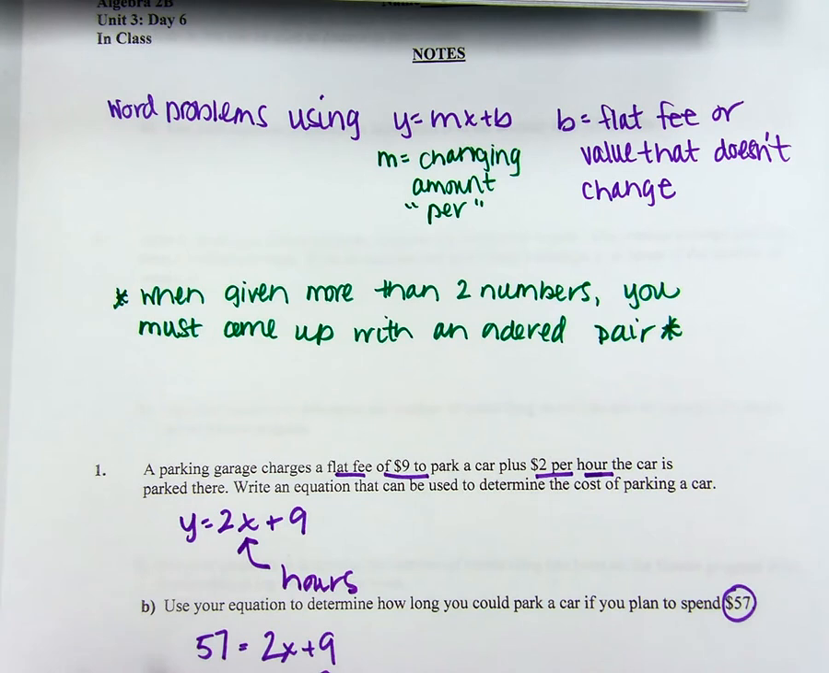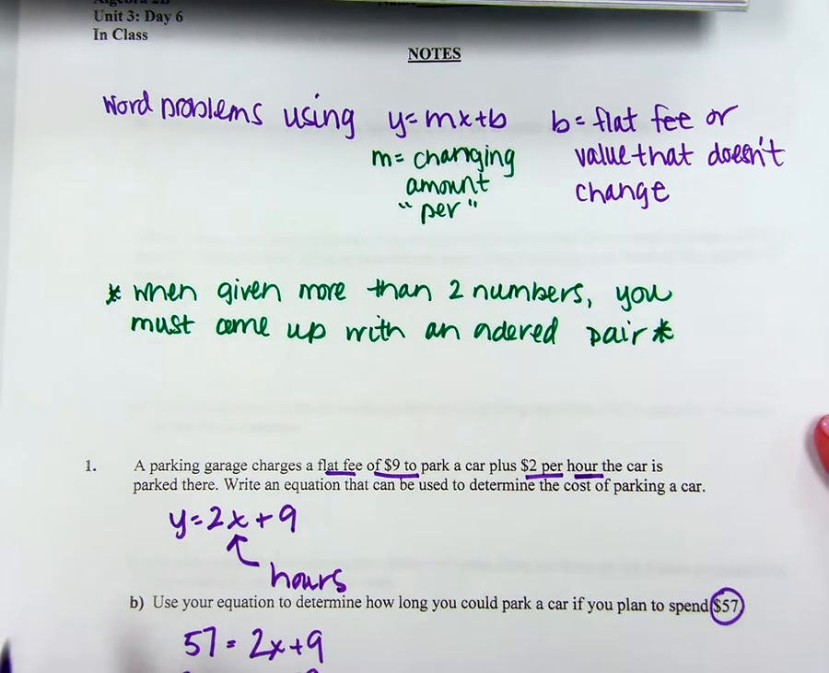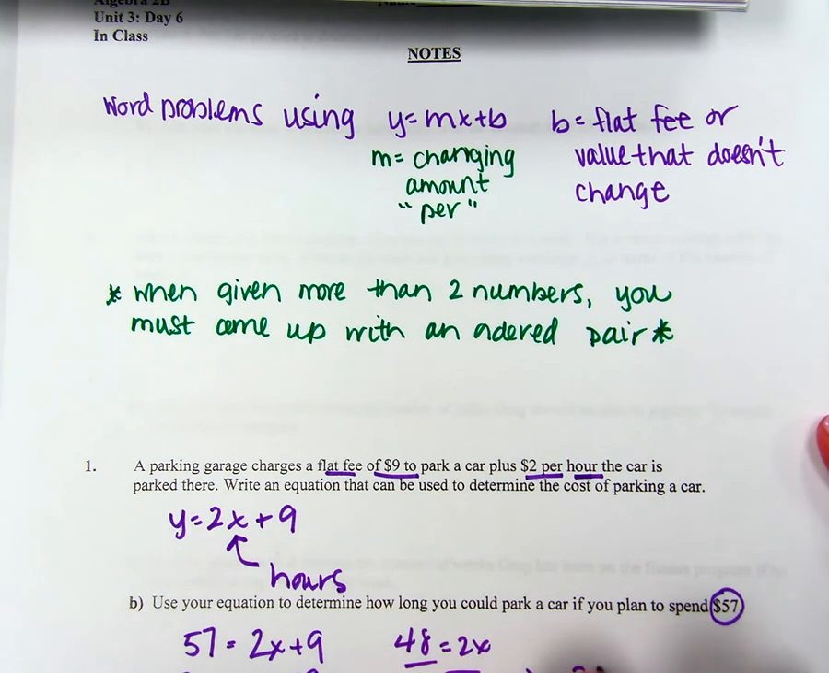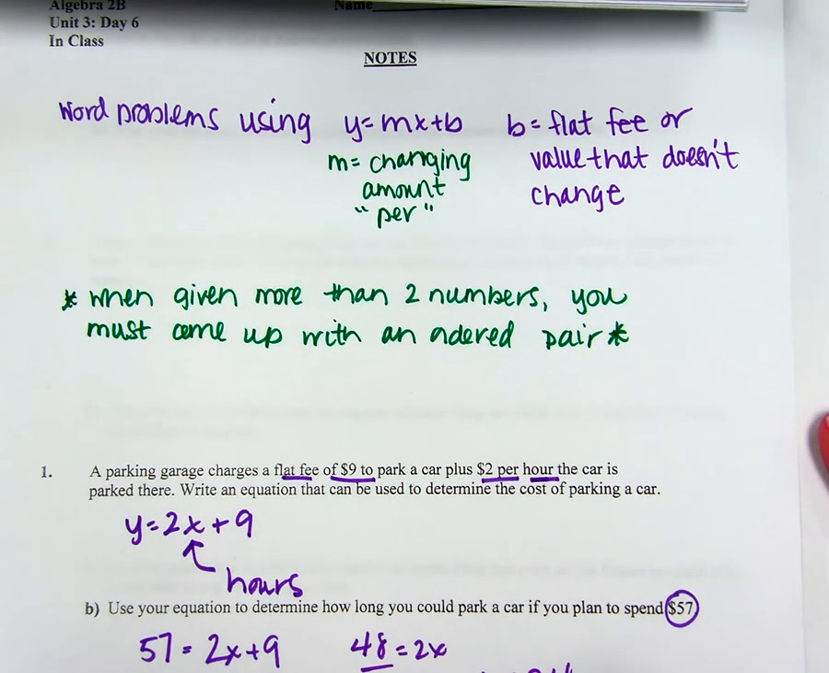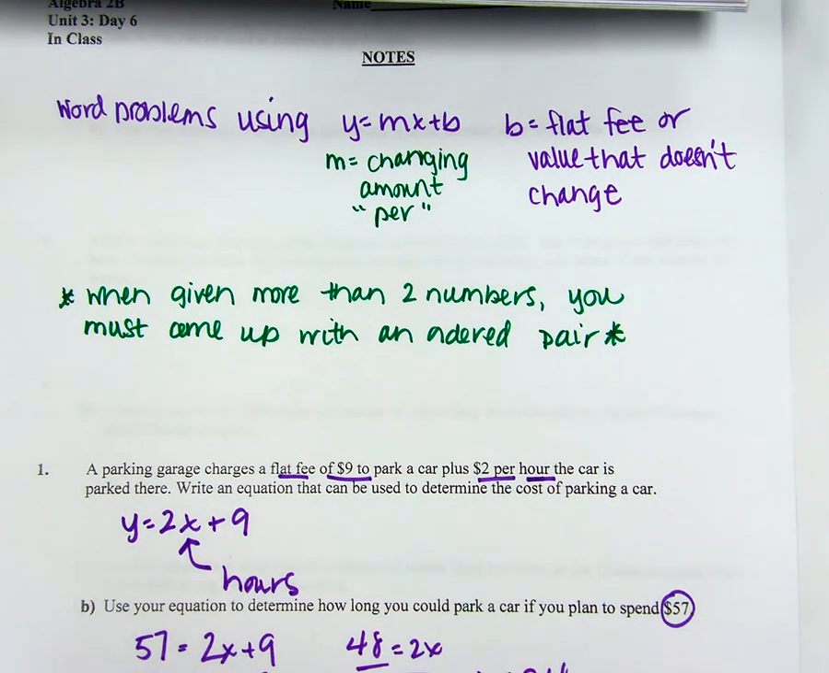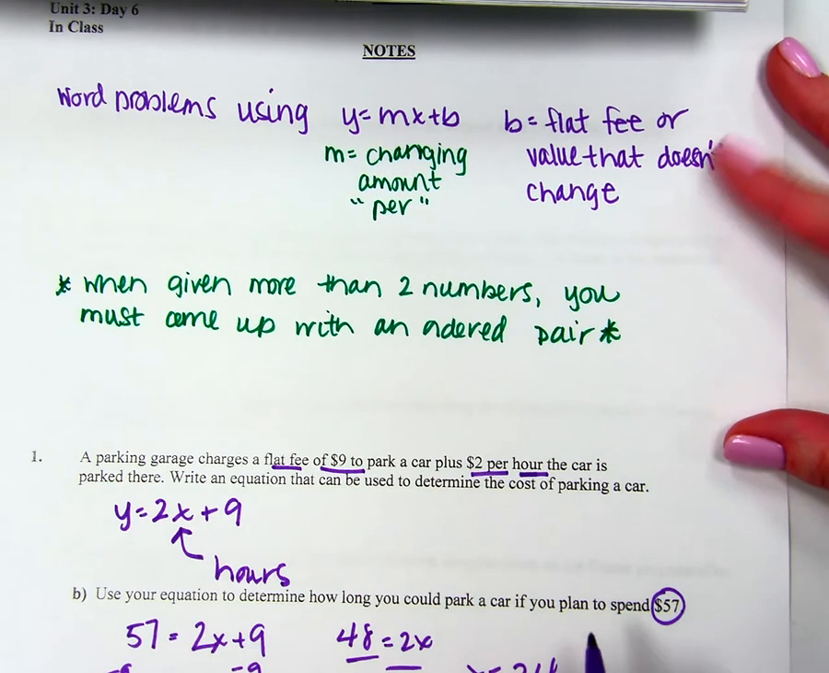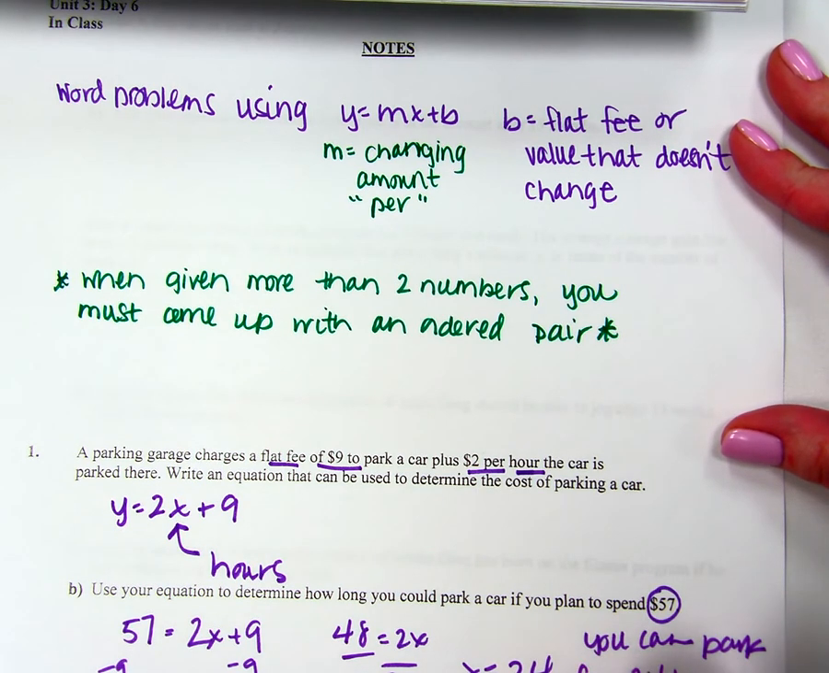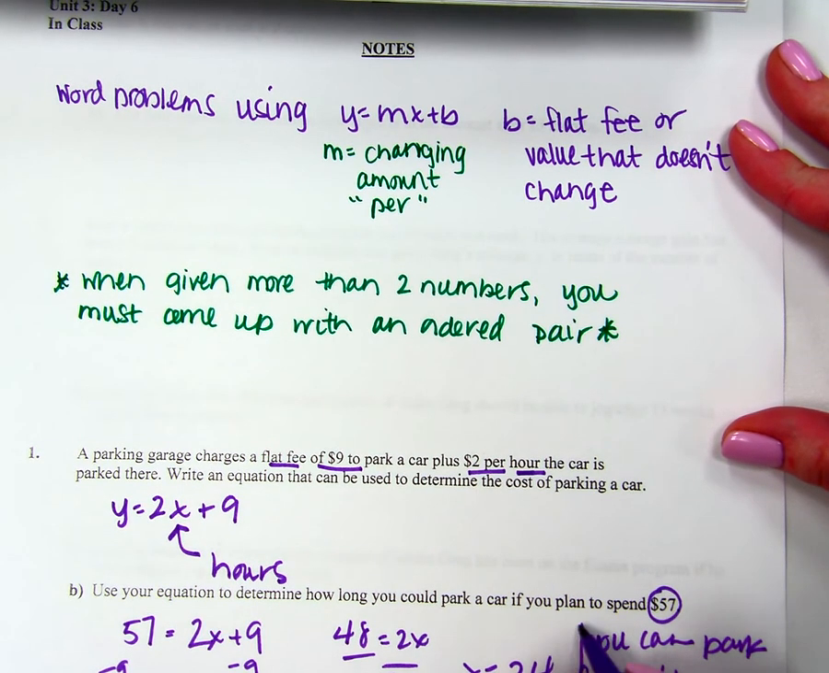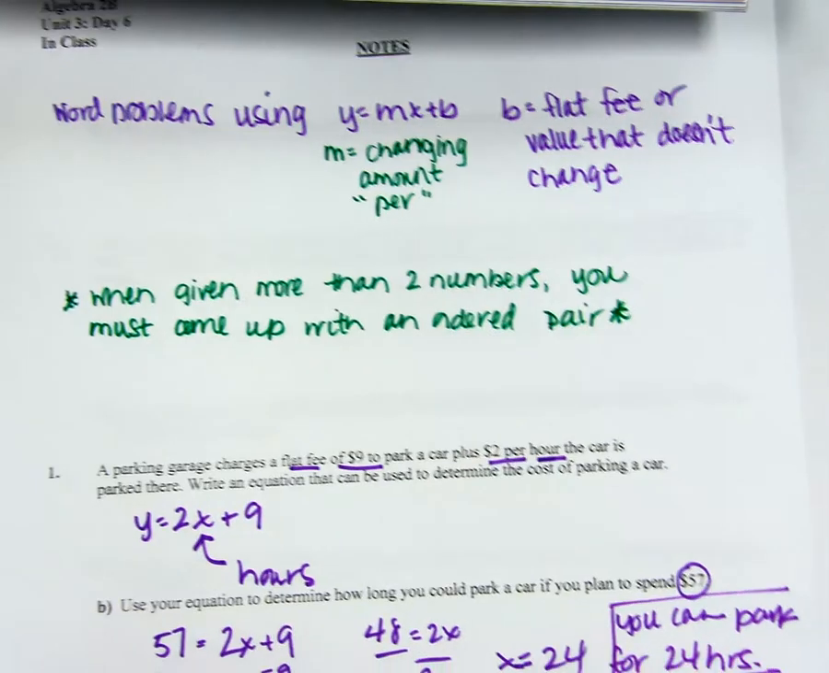So we have 57 minus 9, which gives us 48 equals 2x. So we divide that by 2, and x equals 24. So we could park for up to 24 hours and spend $57. So remember, you want a sentence. And that's your final answer. So number 2.